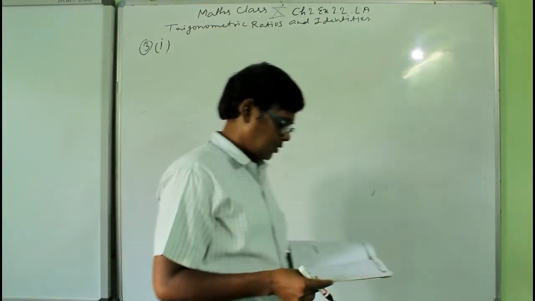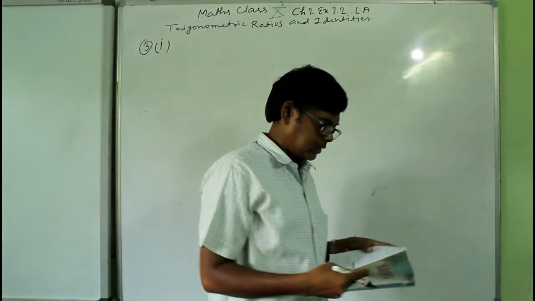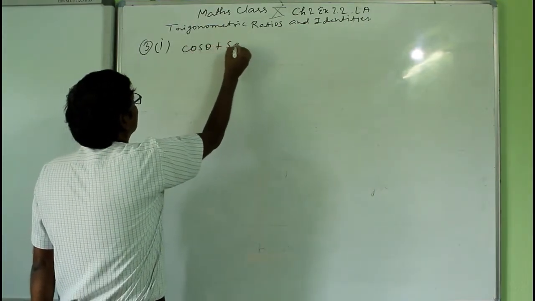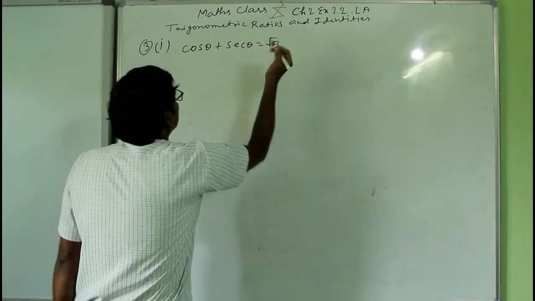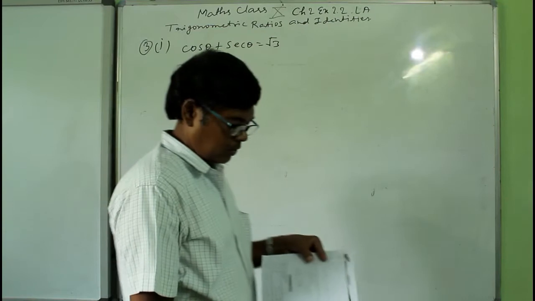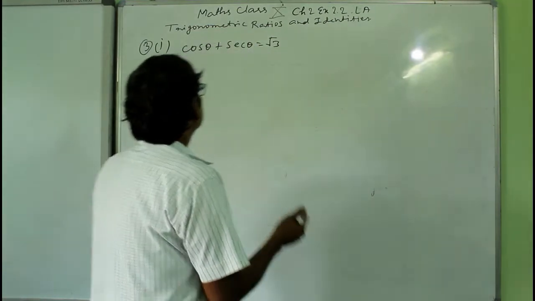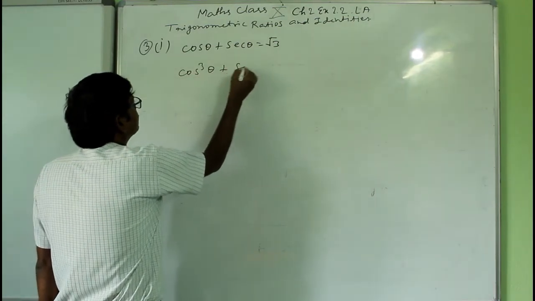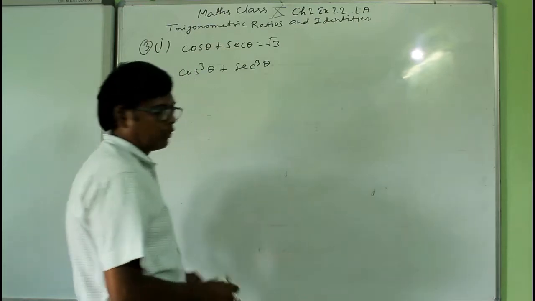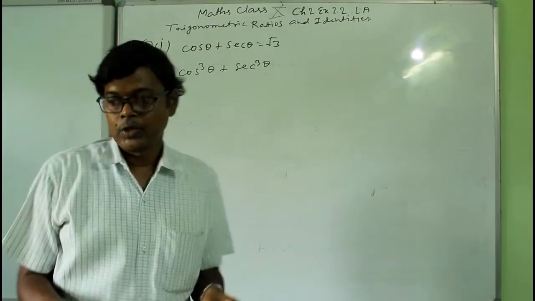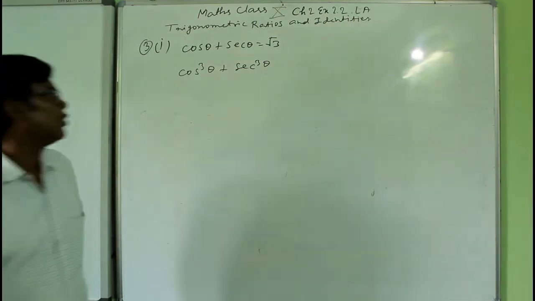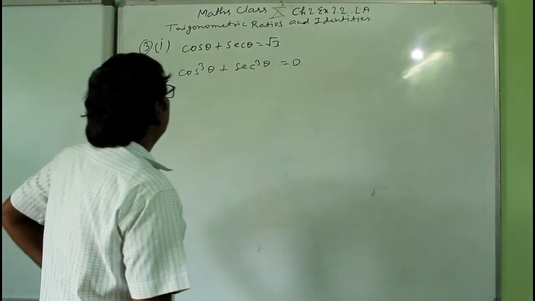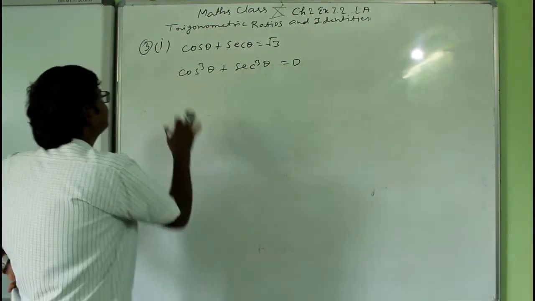The first question is cos theta plus sec theta equal to root 3. Then we have to find the value of cos cube theta plus sec cube theta. We have to prove that it is equal to 0. So how will you solve this question here?